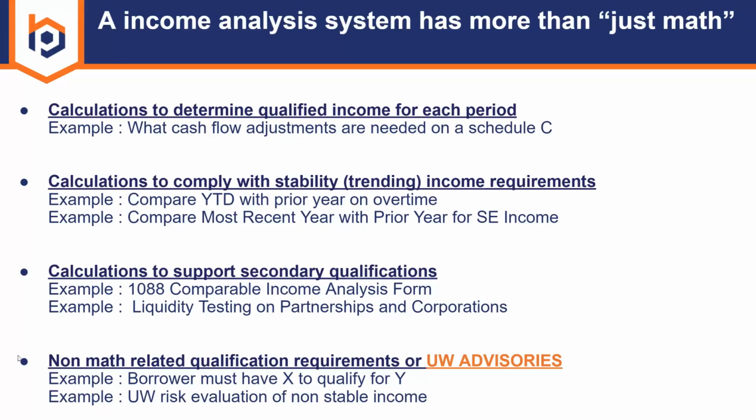And the last thing, and the focus of this training, is non-math related qualification requirements, or underwriting advisories. Now, these examples are basically saying the borrower must have X to qualify for Y. It's not math, it's an additional requirement.